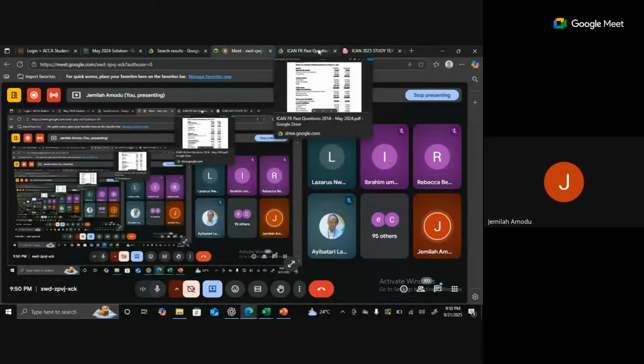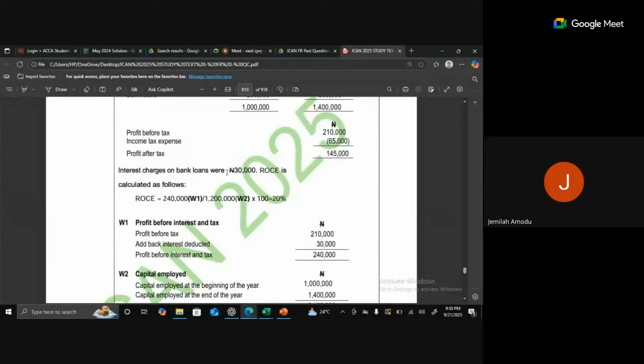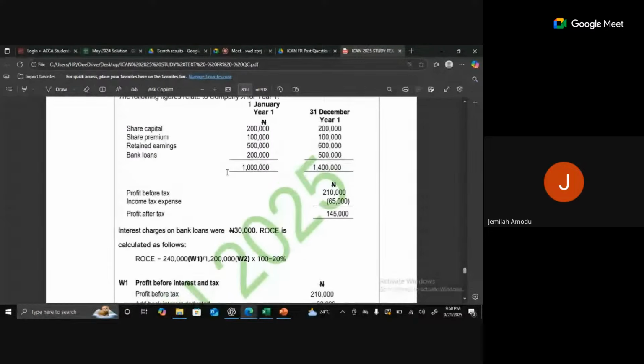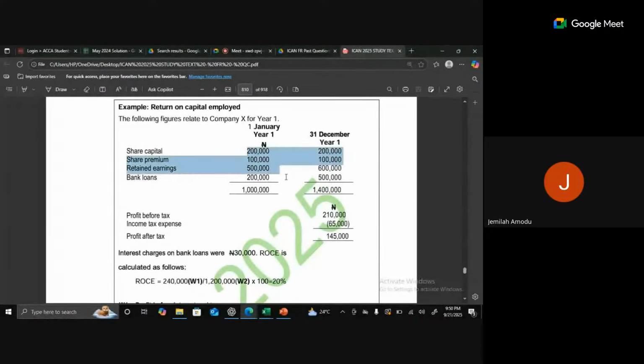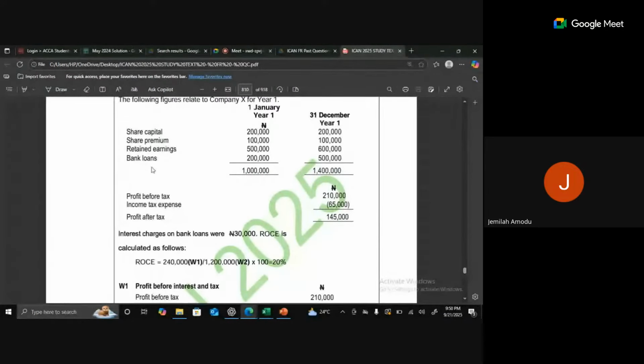Let's continue. So this is where we stop, right? These are the information that we're given for year one and year two. So what this means is that if we are looking at our capital employed, this is what we'll be considering, right?